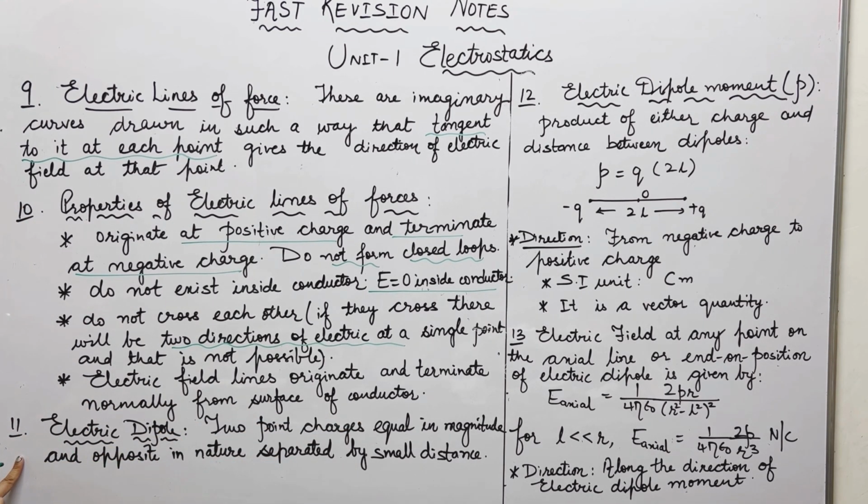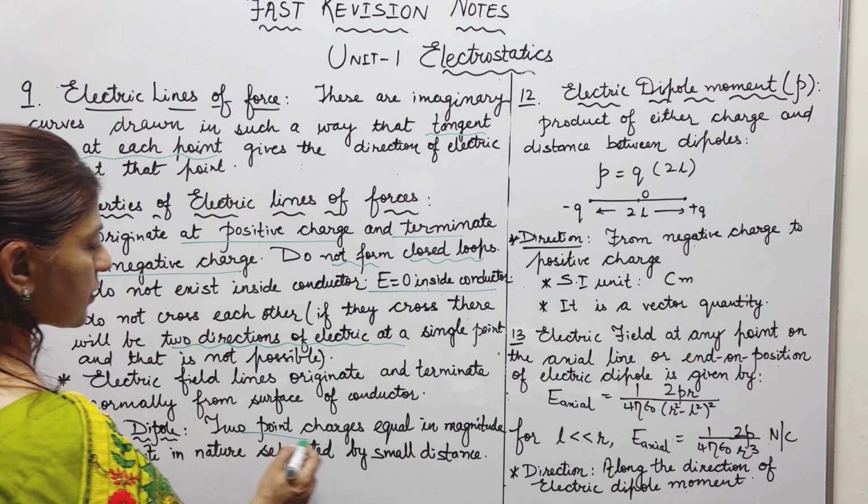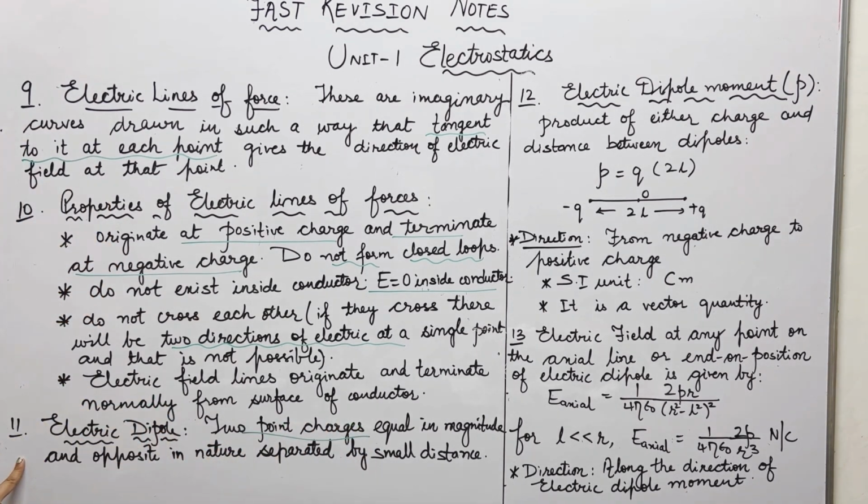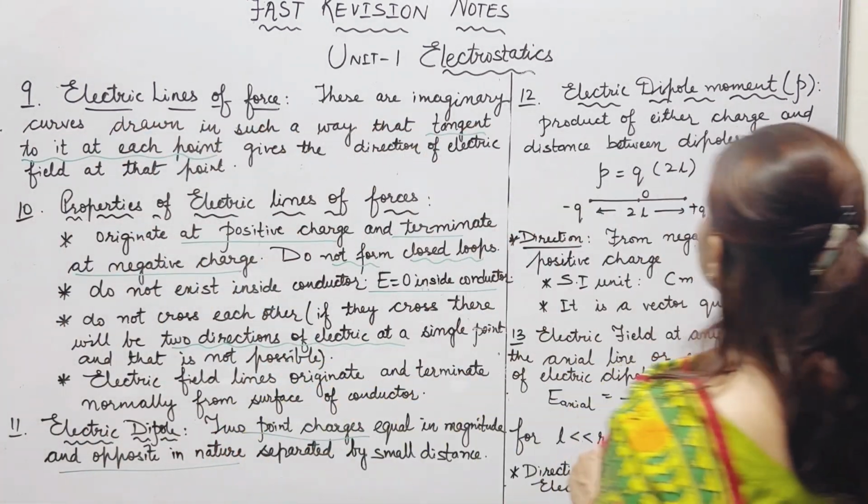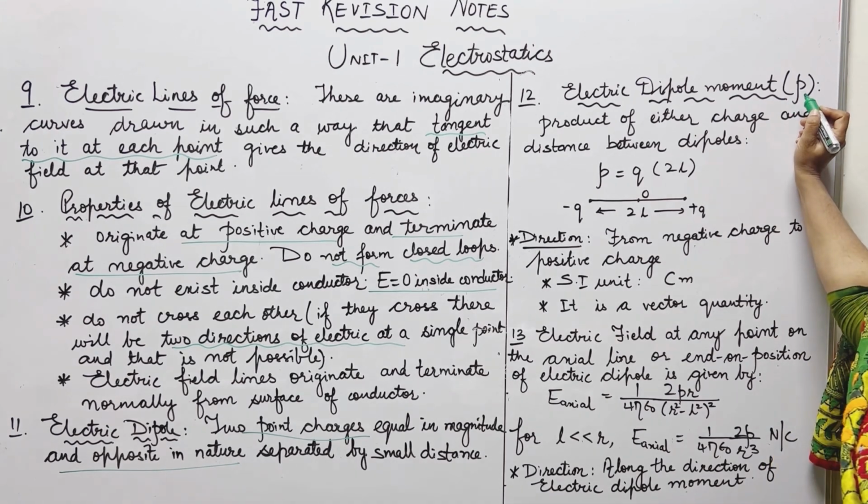The next is electric dipole. Electric dipole is a system of two point charges. They are equal in magnitude, but their nature is opposite. One is positive, other is negative, and they are separated by a small distance, and that will form an electric dipole. The next is electric dipole moment, denoted generally by P.